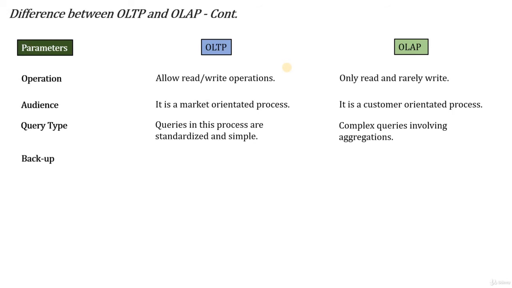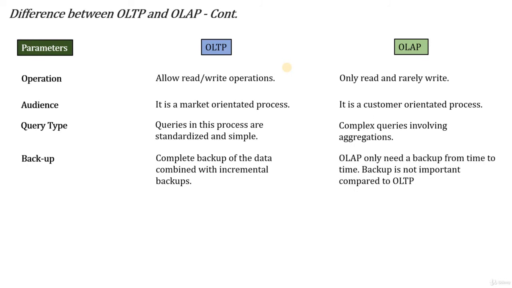Next is the backup. In OLTP, what happens is a complete backup of the data combined with incremental backups. So you have to take a backup every time data is transacted. But for OLAP, you only need a backup from time to time. Backup is not as important as in OLTP, because the OLTP data is received from the customers, and you need to make sure you don't miss that data.